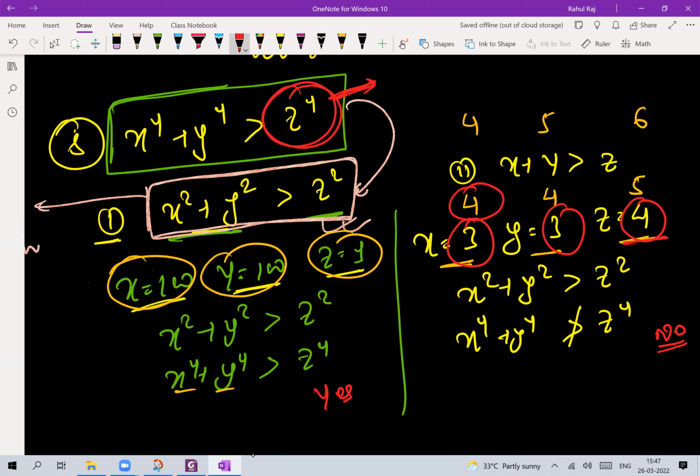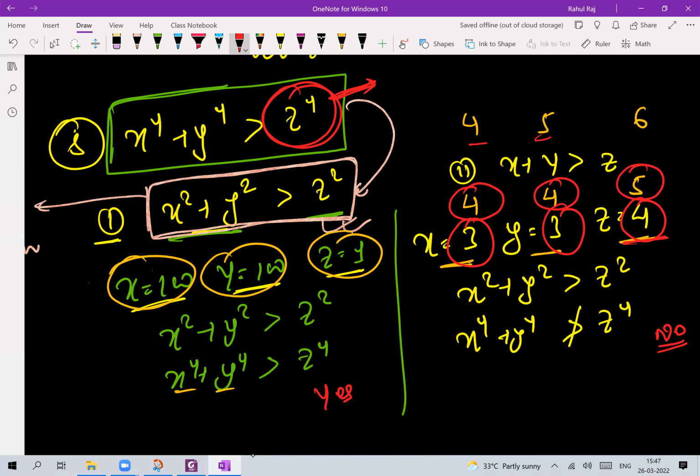If I take x is equal to 4, y is equal to 4, z is equal to 5, even this is valid. Because 4 square plus 4 square is 16 plus 16, which is 32. 32 is greater than 25, right? But when you do 4 to the power 4, 256 plus 256, you will have somewhere around 500. 5 to the power 4 is 625. Again, you have a no situation.